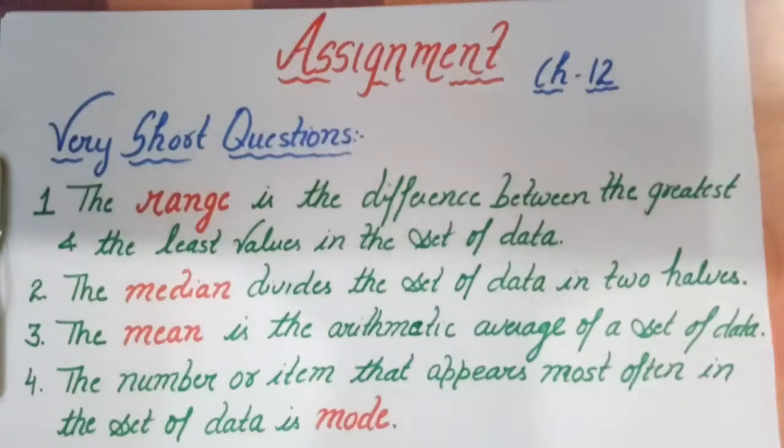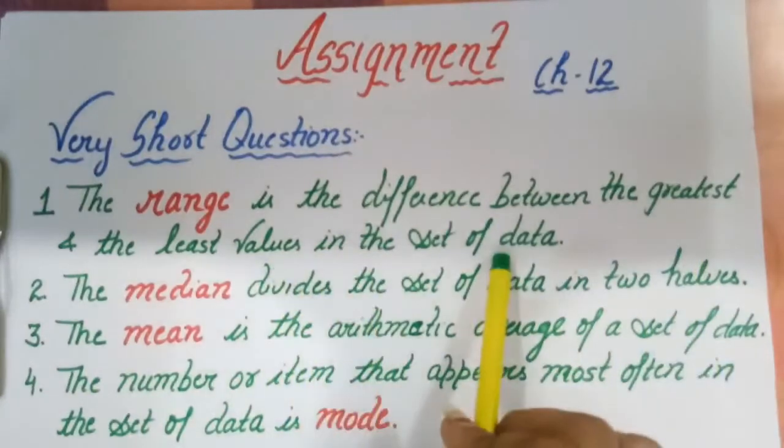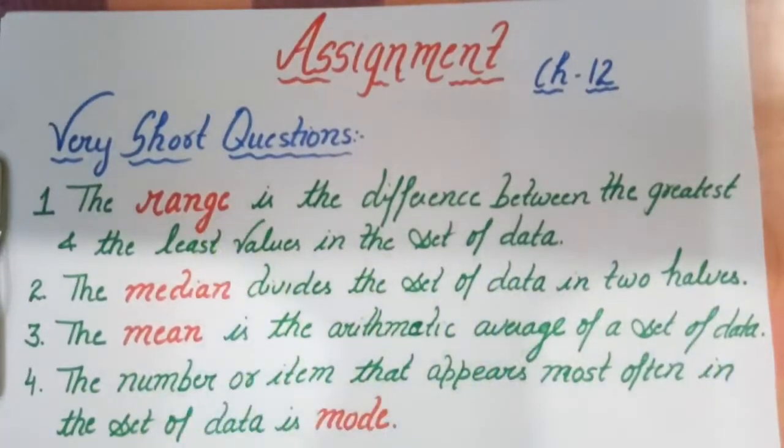Hello everyone. Today in this video I'll explain to you the assignment of chapter 12, that is data handling. First we'll discuss very short questions of data handling. The first one: the range is the difference between the greatest and the least value of the data. Highest term minus lowest term is equal to range.